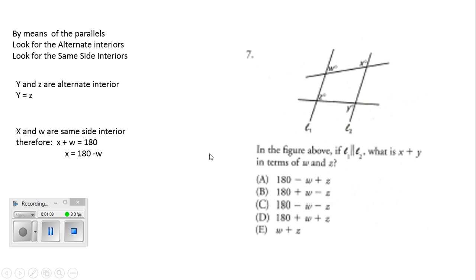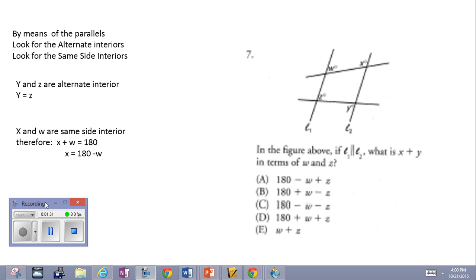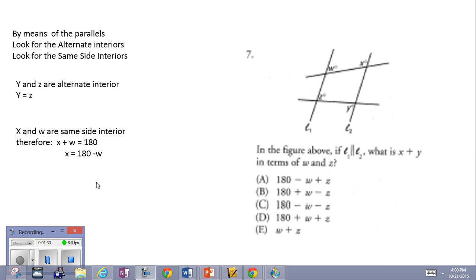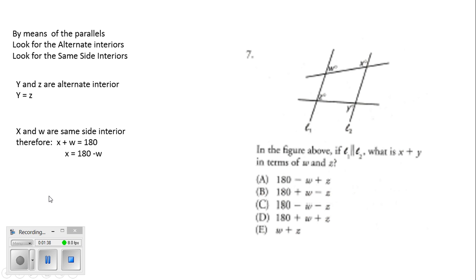Well, if we said what is x plus y, here we know that y is z, and down here we can see that simply subtracting w from both sides would give us x. X is 180 minus w, and y is z. So I think we got it now. All we got to do is say x plus y is the same as saying 180 minus w plus z, and that should do it for us, which is selection A.